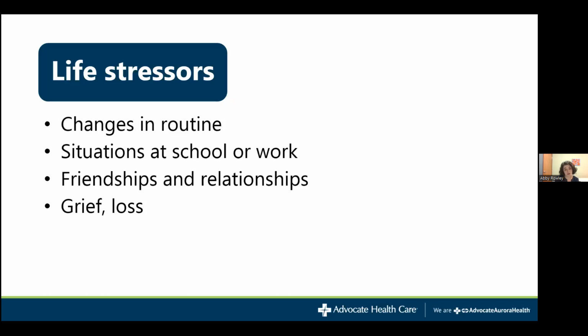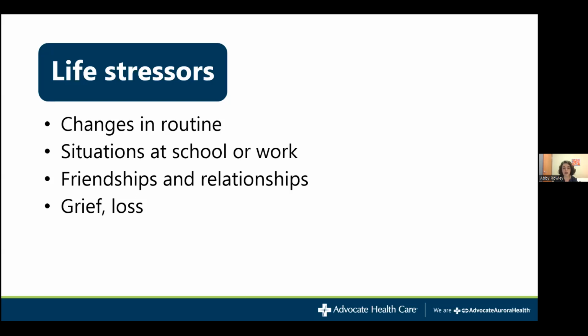Life stressors can also be a big cause of behavior change. One thing that we say is that stress or trauma are in the eye of the beholder. What might be not at all stressful to me might be extremely stressful to somebody else, and vice versa. So we want to look at what's going on in the individual's life.